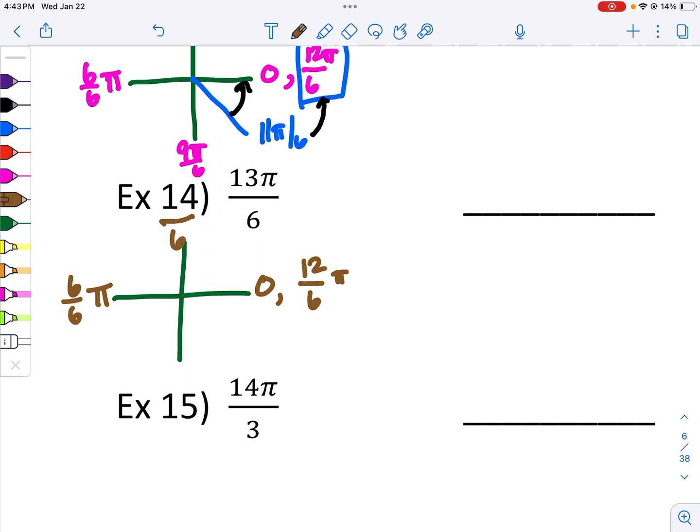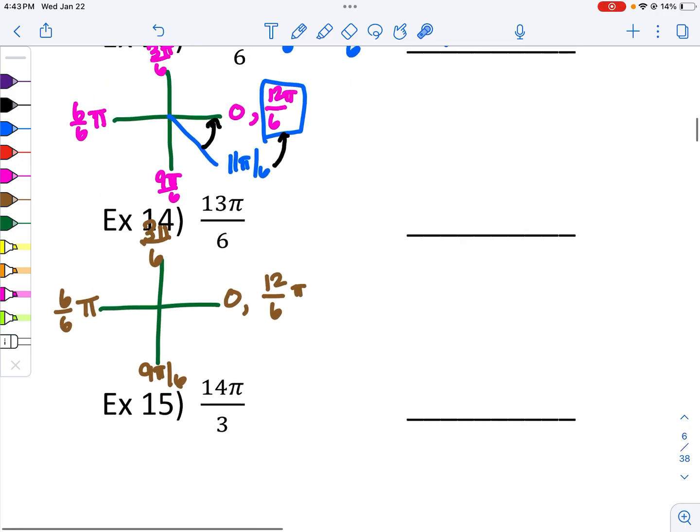Up above, out of 6, I want half of it, so that's 3 pi over 6. Then add those two together, I get 9 pi over 6. Again, it's 3, 6, 9, or I can say this half was 3, a whole was 6, so 1.5 has to be 9 pi over 6.